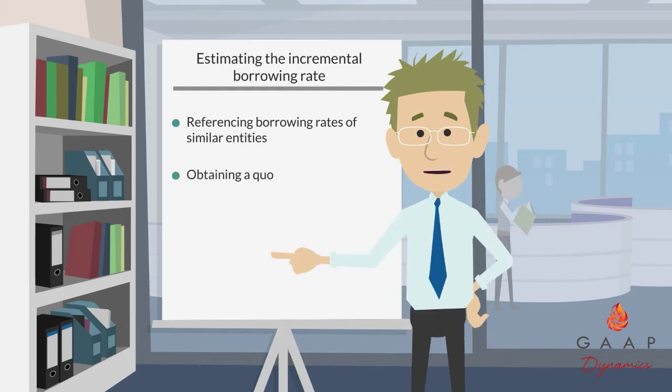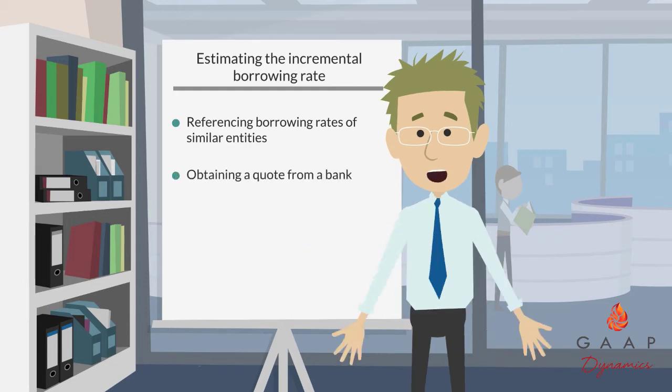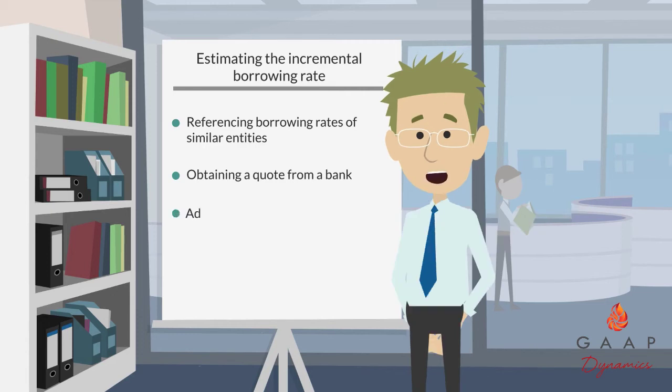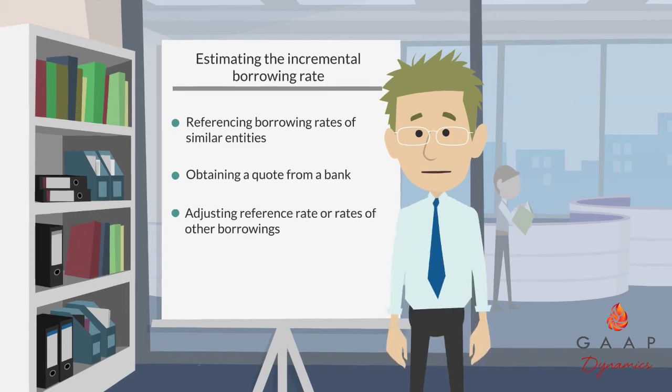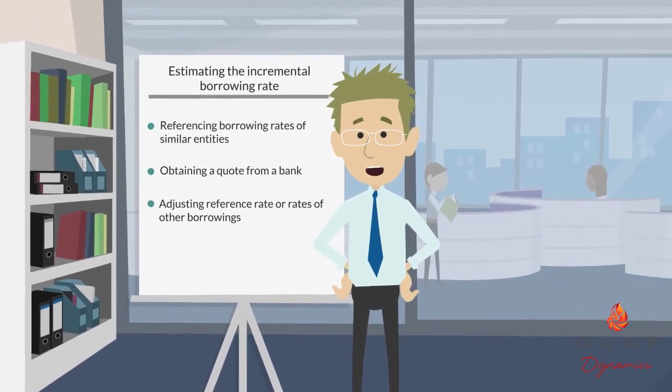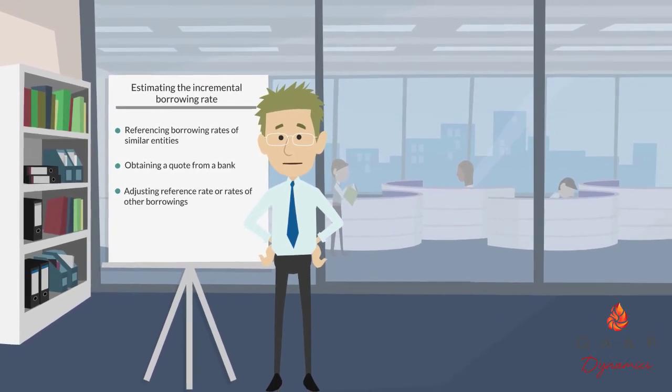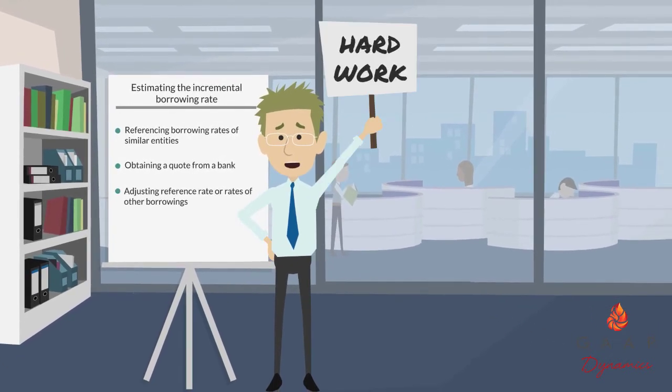Obtaining a hypothetical quote from your bank. Although, if you're not actually taking out the loan, how many quotes will they provide and for how long? Or estimating an incremental borrowing rate using the rate of other borrowings or a reference rate adjusted for differences in payment terms, collateral, or other matters. Besides identifying embedded leases, determining an appropriate incremental borrowing rate has proved to be one of the most challenging aspects of applying ASC 842.